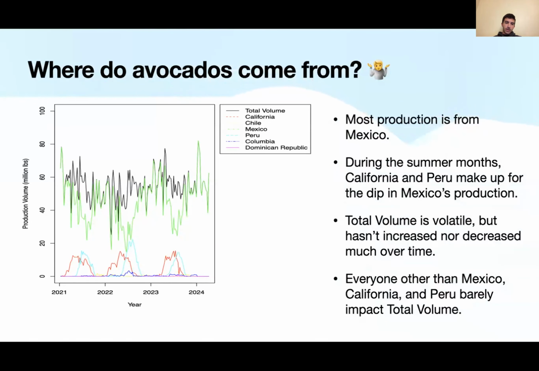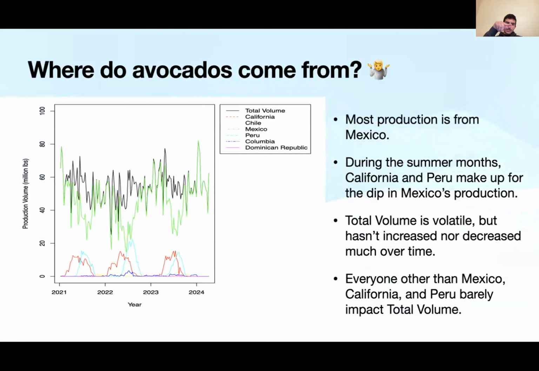So there's a few points we can notice from here. Most of the avocados are being produced in Mexico. And California and Peru make up most of the remaining proportion of avocados. Chile, Colombia, and the Dominican Republic are essentially negligible in the grand scheme of things, but they do contribute some avocados to the global market.